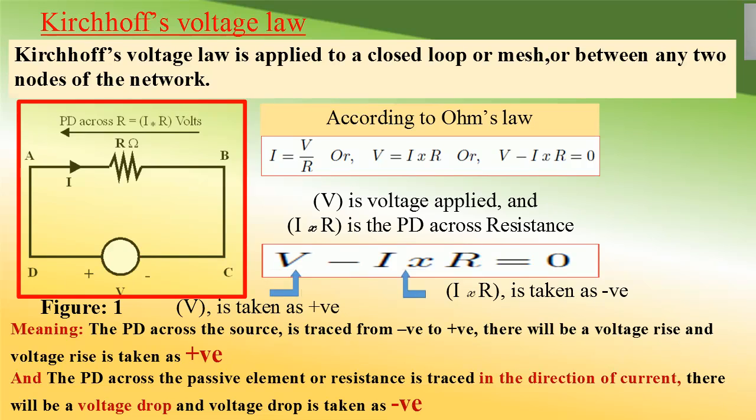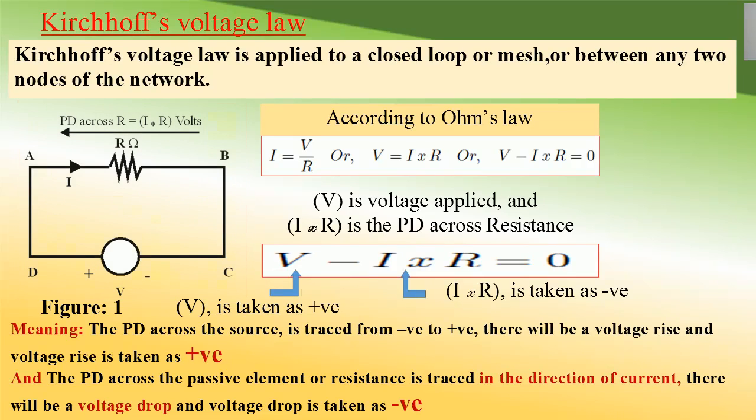In the figure shown, we have taken a voltage source connected across a resistance, and we know according to Ohm's law, I is equal to V by R, or V is equal to I into R, or V minus IR is equal to 0. This simple equation obtained using Ohm's law for a single loop will give us the idea of identifying the voltage rise and a voltage drop.